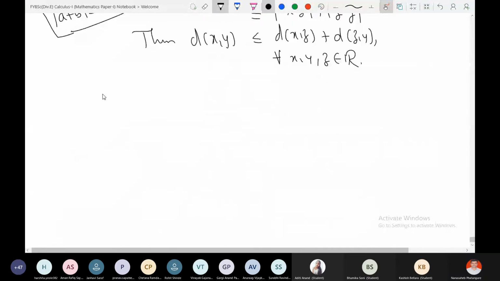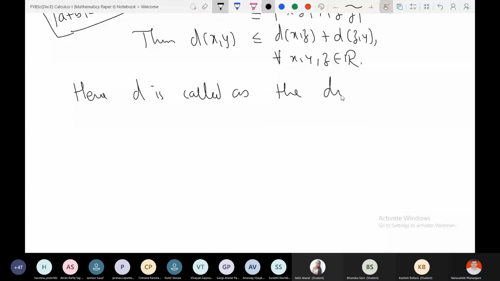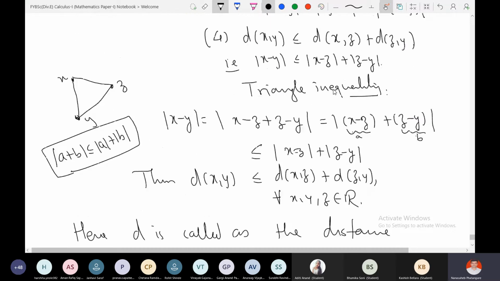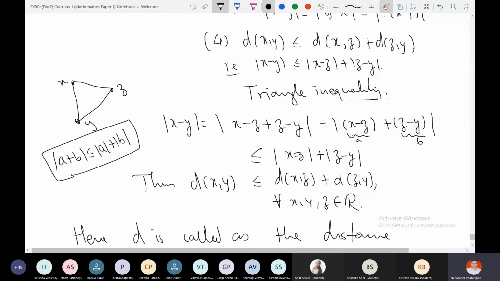The function d here is called the distance function. Right. So why is d called the distance function? Because this d satisfies all the properties of distance. In our day-to-day life, what properties of distance do we generally use? We cannot say that I traveled minus 5 kilometers today, right? We always say that I traveled 5 kilometers.